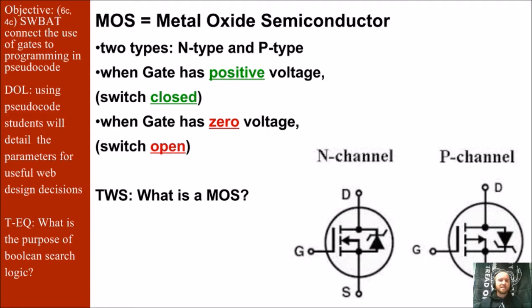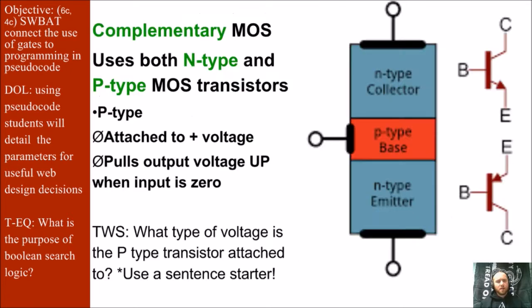When the gate has positive voltage, that closes the switch. When the gate has zero voltage, the switch is open. So what did I just say a MOS is? Don't worry about understanding this diagram to the lower right quite yet. Let's just break each one down. Complementary MOS uses both N-type and P-type transistors. The P-type is attached to the positive side of the voltage. What this does is it pulls output voltage up when the input is zero. And in your notes here, you're going to want to write down: the P-type transistor is attached to what?